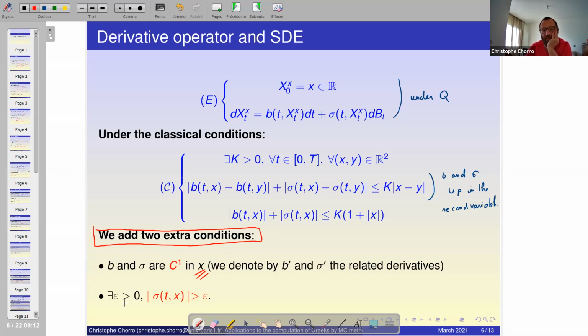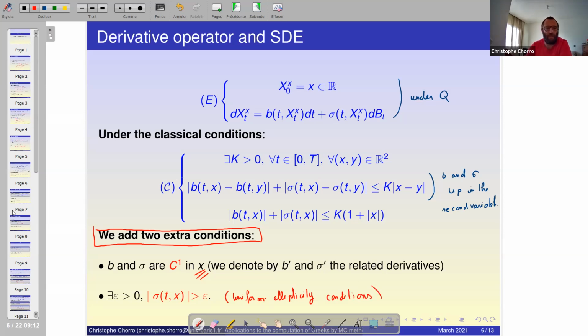I also suppose that there exists an epsilon such that the volatility coefficient is strictly greater than epsilon. It's what I call the uniform ellipticity condition. You will see later on where I will use it.